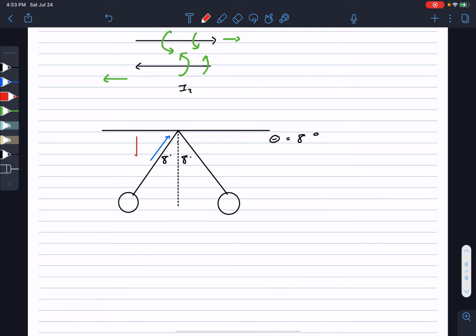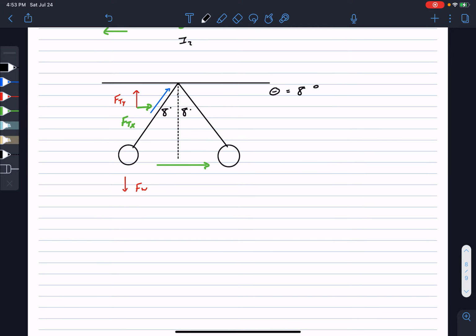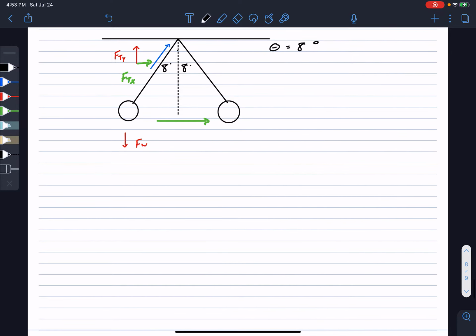Okay, we also have a tensile force pulling this direction, so that means that we're going to have a y direction, sorry, it's going to be going up for tension, and then we're going to have an x direction for tension. We have a weight force in the y direction. We have a separation force, or actually a magnetic force. Sorry.